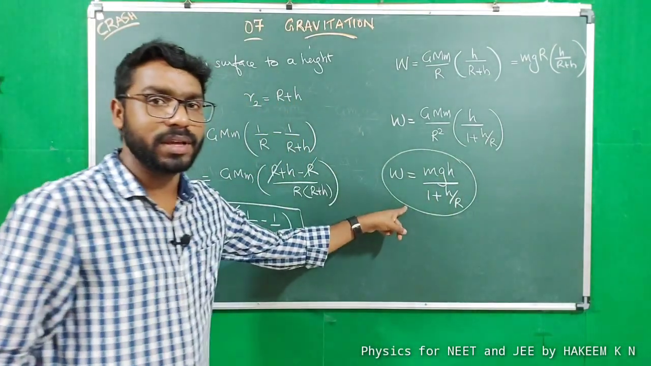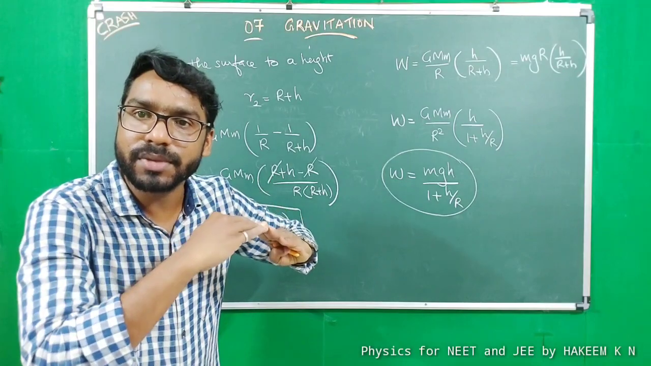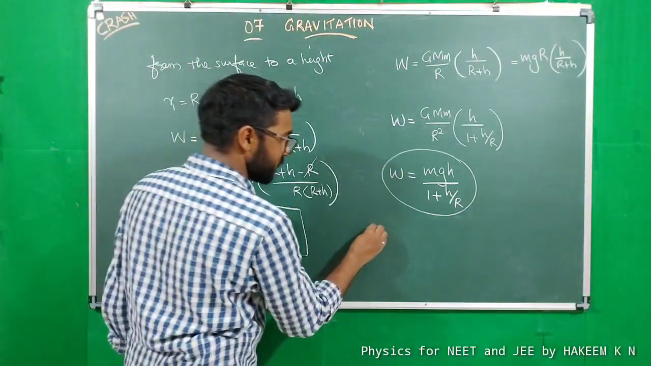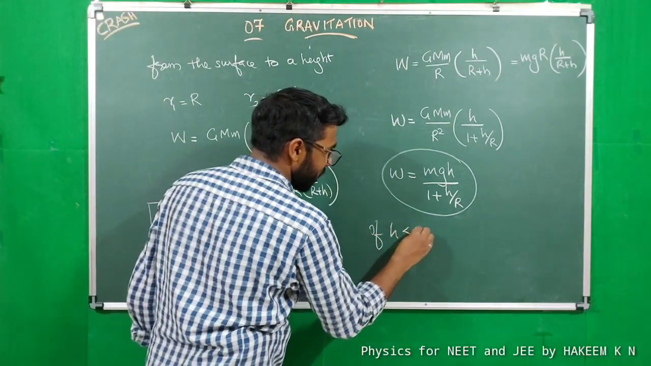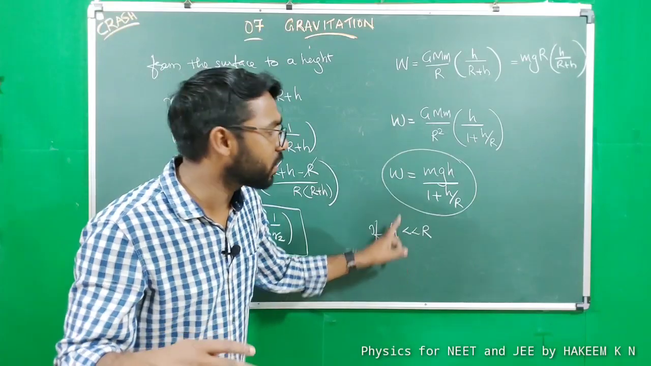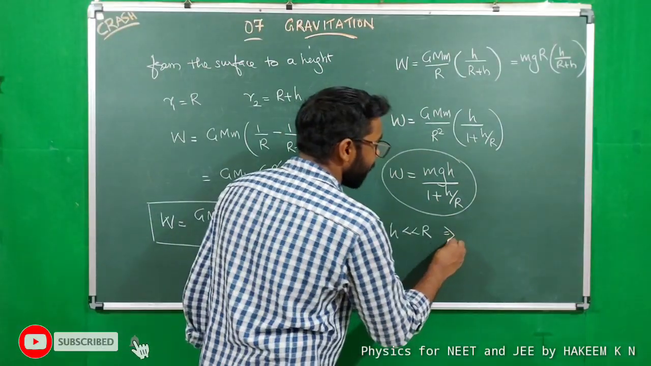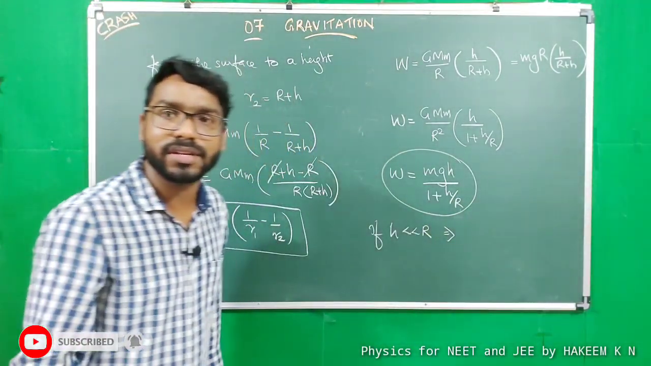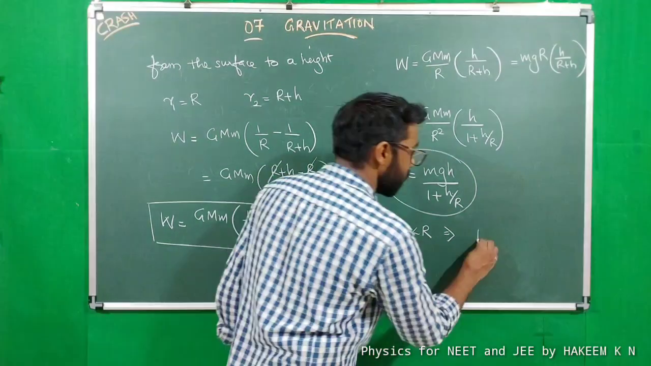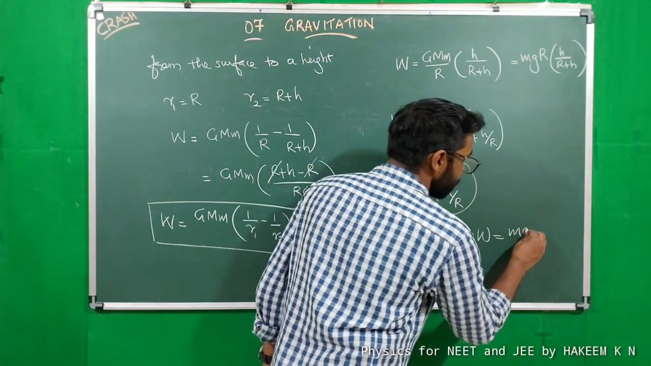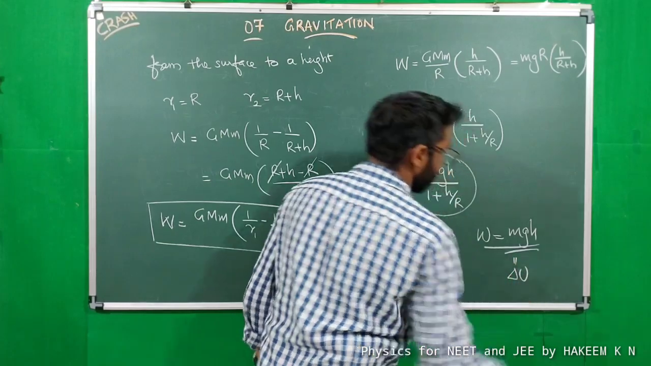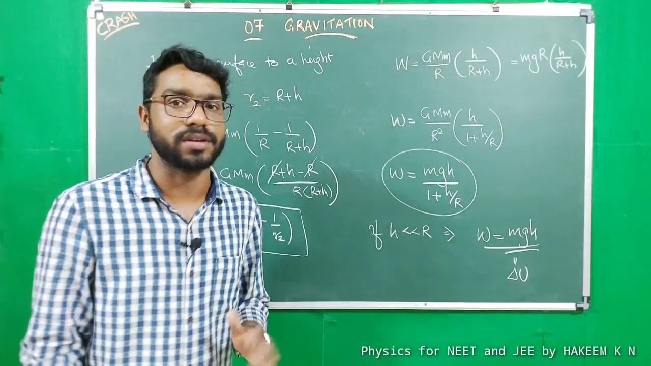This equation we can apply when the body is raised from the surface to a height h. Now listen, if h is very less than r, if h is negligible when compared to r, then we can neglect h by r. Then what will we get? mgh by 1. That is, the work done is mgh, or it is actually the change in potential energy.